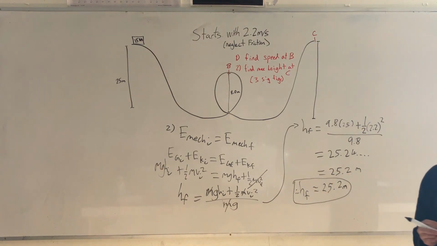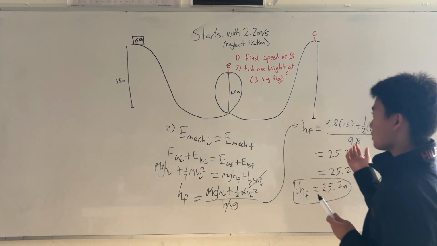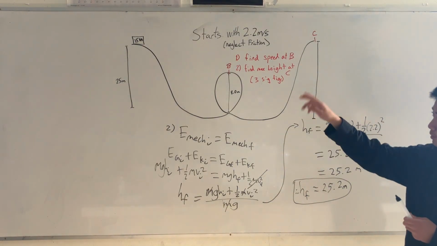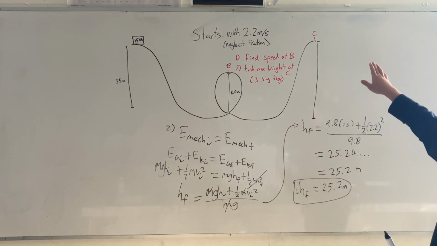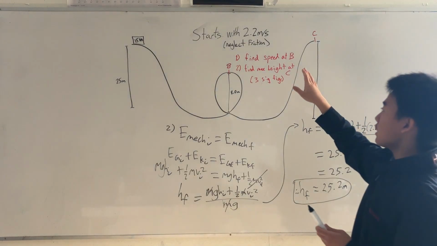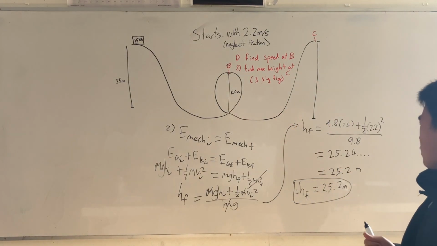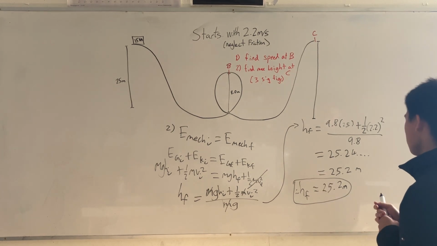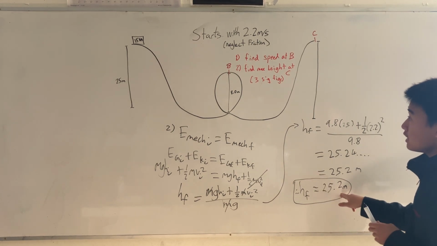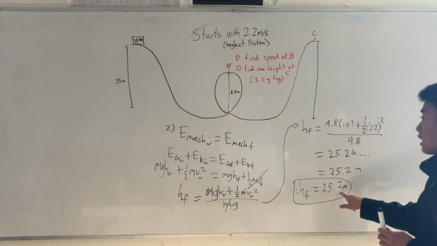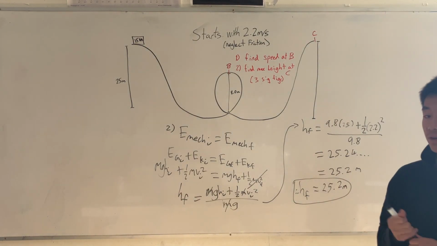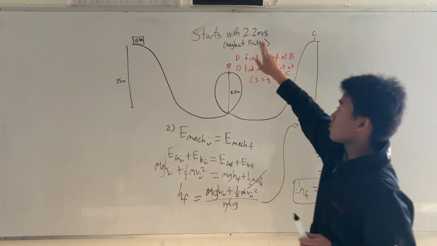Now before we say this is our final solution, let's just double check. Does this make sense? We start at 25 meters, we go through all these loop-de-loops, and we go all the way up to C. Our initial speed is 2.2 meters per second. It's not that fast. So it does make sense that there's not much of a height difference, and it makes sense that we got a higher value compared to 25 meters because there's more kinetic energy at the start.